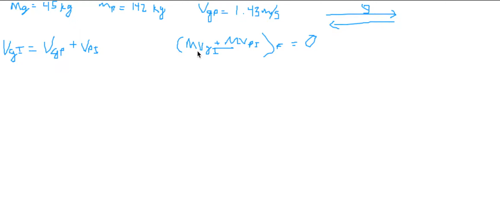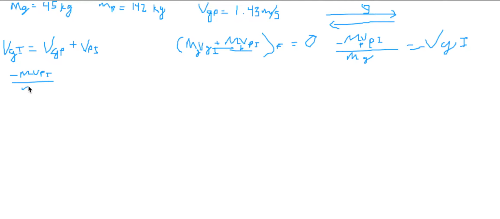Now we can solve for either the velocity of the girl to the ice or the velocity of the plank to the ice. I'm just going to solve for the velocity of the girl to the ice. So we can subtract this over, and we get negative mass of the plank times velocity of the plank to the ice, divided by the mass of the girl, equals the velocity of the girl to the ice. So we can plug this value in for VGI here, and we get negative MP VPI over MG is equal to, we know the velocity of the girl to the plank, it's right here, 1.43 meters per second, plus the velocity of the plank to the ice.